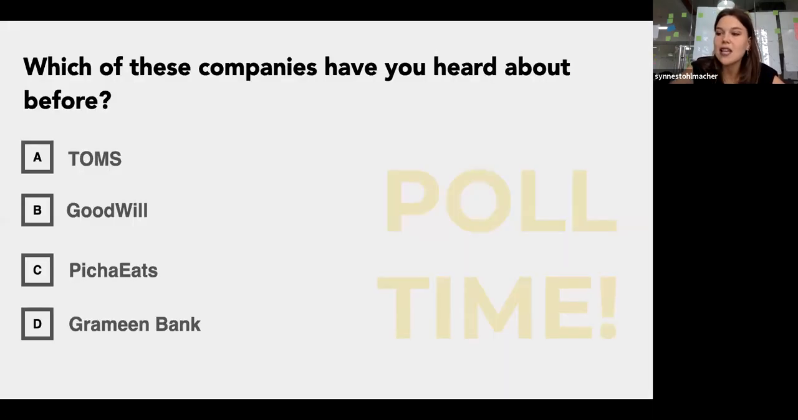So which one of these have you heard about before? Have you heard about Tom's? Have you heard about Goodwill? Have you heard about Pizza Eat? And have you heard about Grameen Bank? So quite a few people have heard about Pizza Eat. Makes sense because it's a Malaysian startup. Quite a few have heard about both Goodwill and Grameen as well. Okay, so some of these might be unfamiliar to you, but I'm going to walk you through them. So don't worry. If you have any questions, make sure that you ask them so that we can clarify any questions you may have.